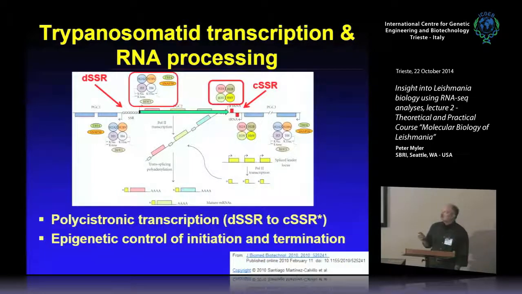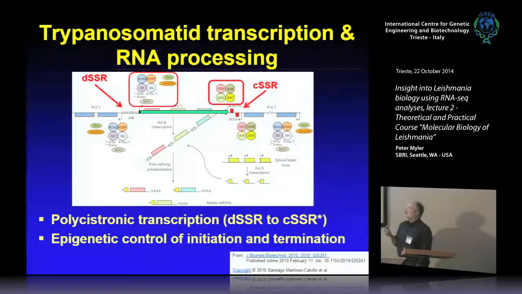The control of where transcription initiation starts and ends involves epigenetic elements, including modified chromatin. There's acetylated H3 and H4 that are associated with transcription initiation sites, and H3 and H4 variants at the termination sites. And then also base J is associated with termination sites as well. I'll talk a little bit about the base J stuff.